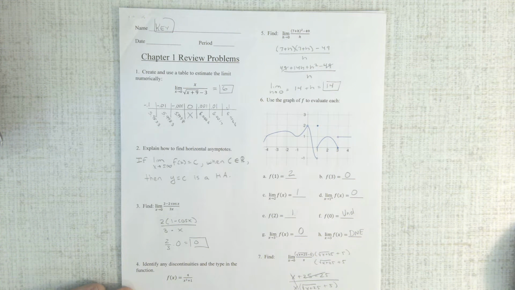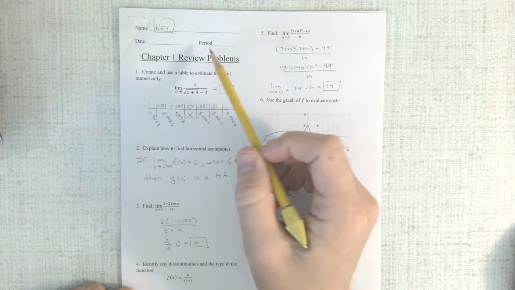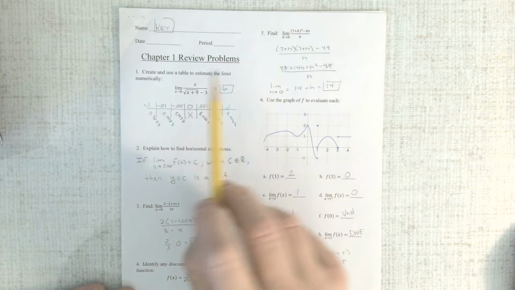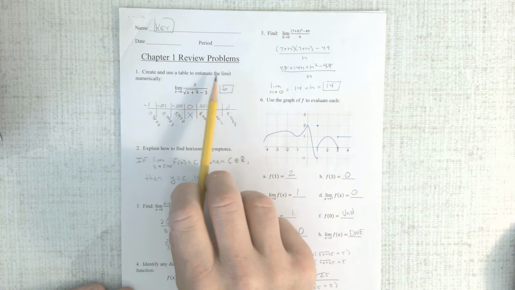Alright, hello everyone, this is Mr. Crozier. I'm going to help you with some Chapter 1 review problems. I have the answer key here, but I'm just going to talk about these problems, make sure you know how to do them. Alright, number 1, create a table to estimate the limit.